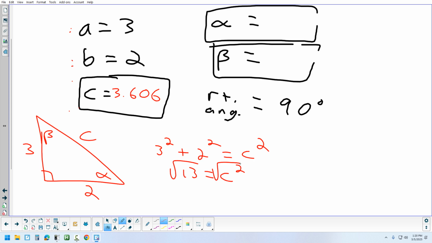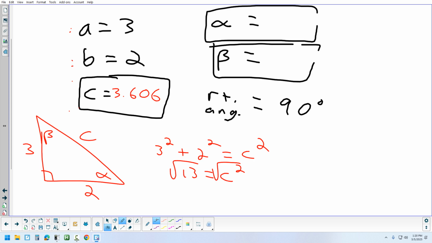Unless it says exact, then you get rid of the square root. I'll say on the test, like, round to 2 decimal places. So when it says exact, you need to leave the square root. If it says round, then you round it.